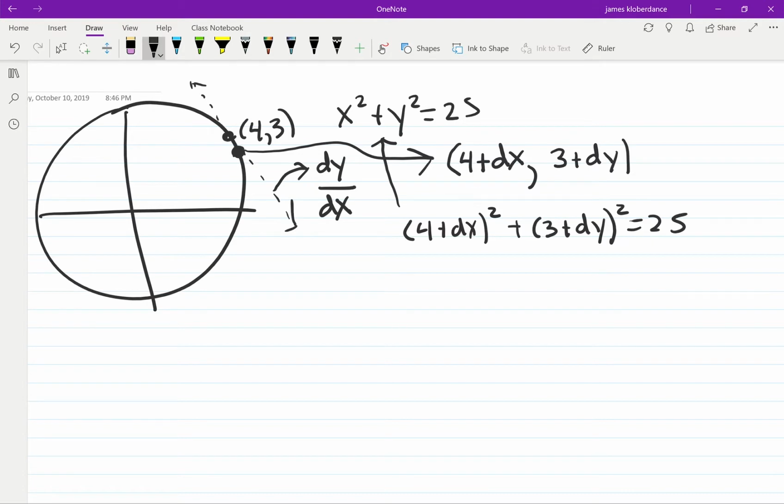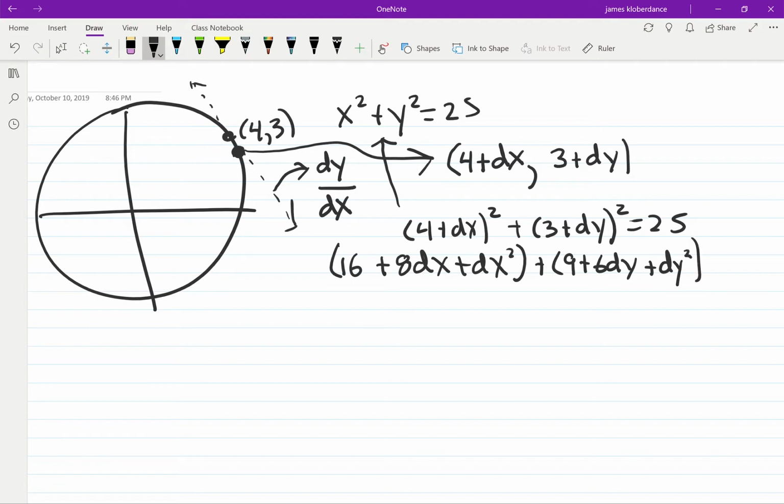So here we go. When I square this, I get 16 plus 8 dx plus dx squared. When I square the second part, let me put parentheses, it's not necessary, but I'll just do that, I get 9 plus 6 dy plus dy squared, and I get 25. So I want to clean this up a little bit. Notice on the left I have a 16 plus 9, so that adds up to 25, and I have a 25 on the right. So I'm going to get rid of those.